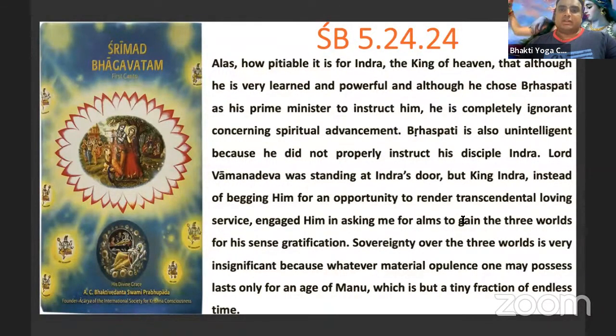Alas, how pitiable it is for Indra, the king of heaven, that although he is very learned and powerful, and although he chose Brihaspati as his prime minister to instruct him, he is completely ignorant concerning spiritual advancement. Brihaspati is also unintelligent because he did not properly instruct his disciple Indra. Lord Vamanadev was standing at Indra's door, but King Indra, instead of begging him for an opportunity to render transcendental loving service, engaged him in asking me for alms to gain the three worlds for his sense gratification. Sovereignty over the three worlds is very insignificant because whatever material opulence one may possess lasts only for an age of Manu, which is but a tiny fraction of endless time.